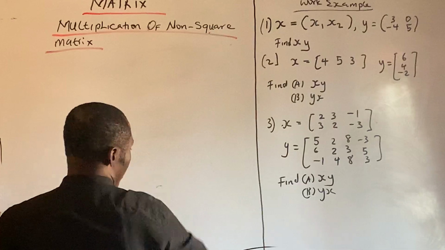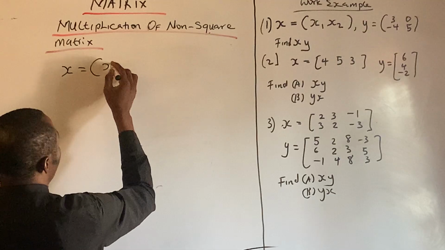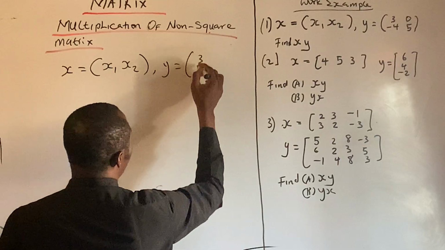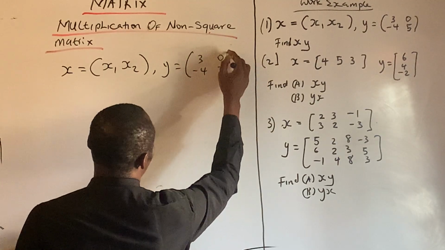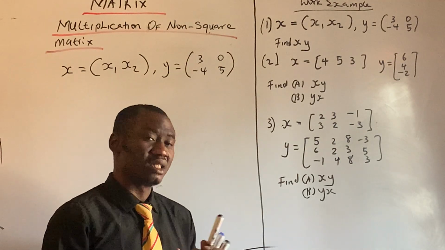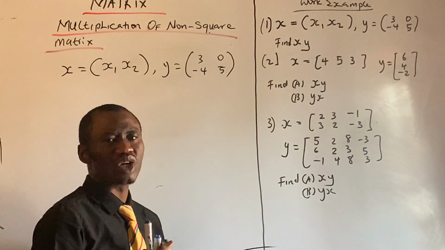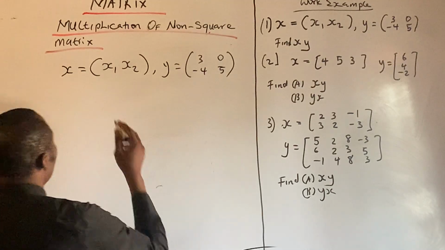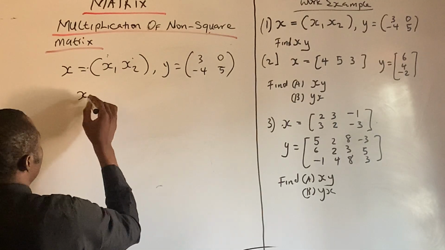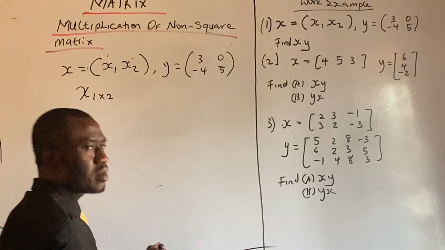All right. Now, we have the question that says X is equal to x1, x2, and then Y is equal to 3, minus 4, and 0, 5. Now, the first thing to do is to check the operation. Is it a possible operation, or is it not? What do I mean by that? Find the sizes of the matrices given to you. I have here 1 row and 2 columns. So matrix X is a 1 by 2 matrix.